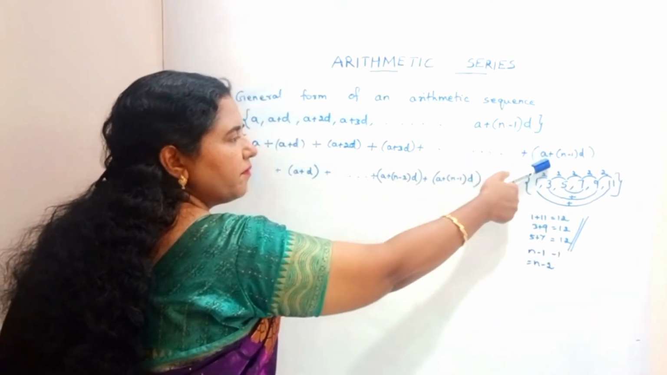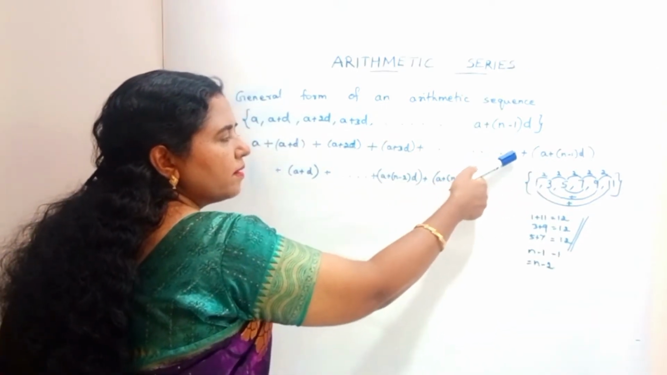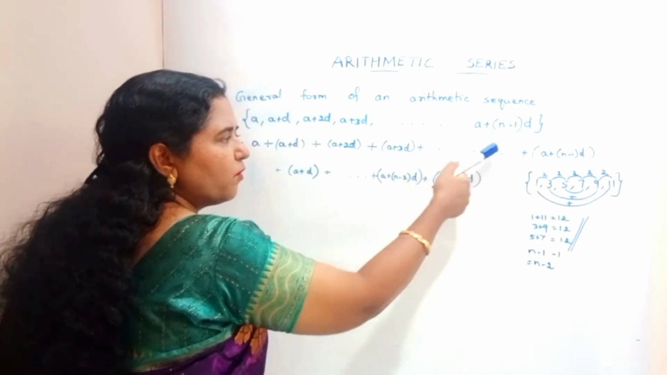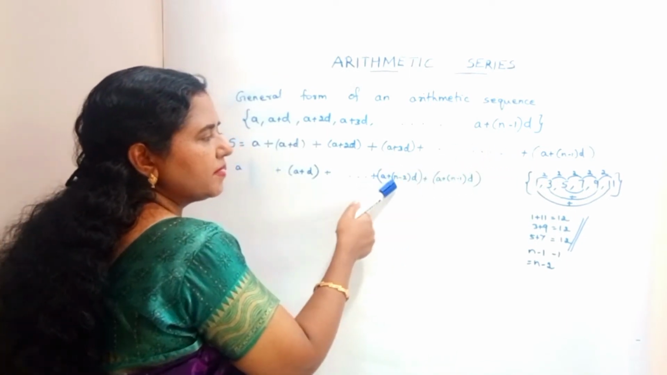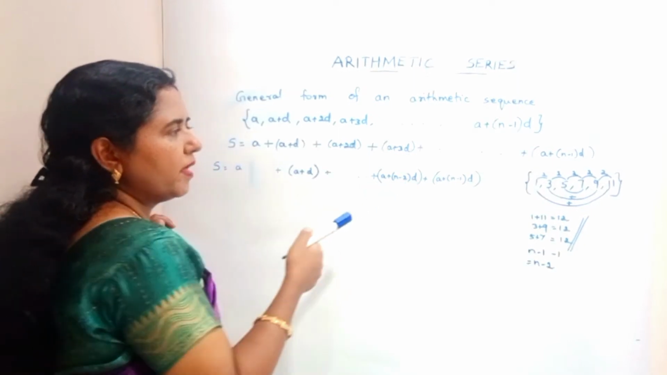So here at the end we have only one term. So I have found out the term before this term. So it is a plus n minus 2. So let us see how to bring out this term.